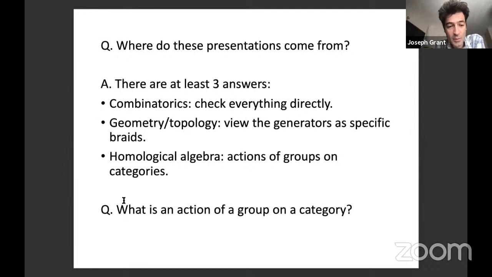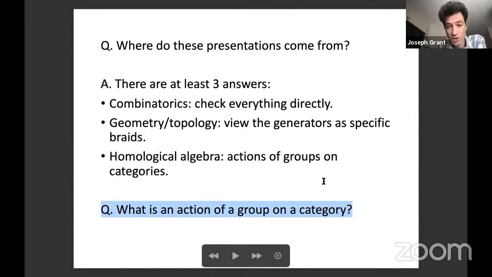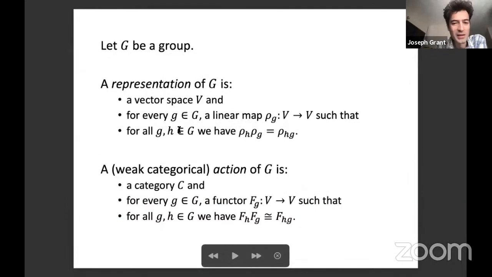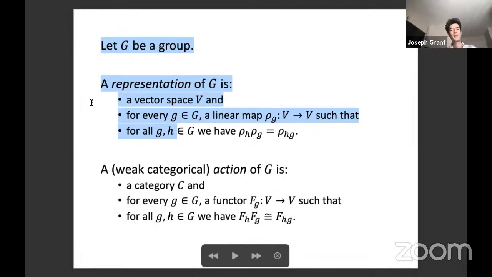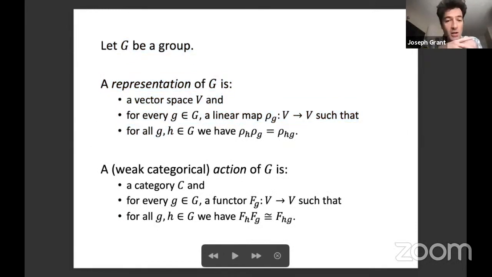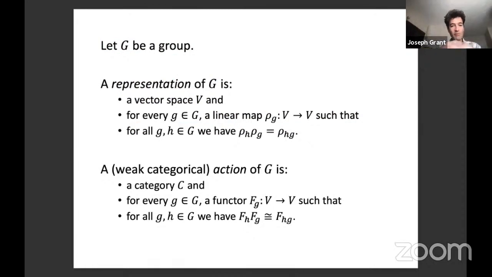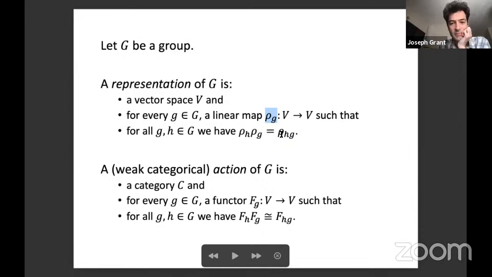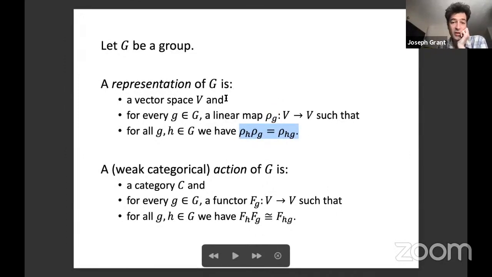Okay, so I want to come back to the question: what is an action of a group on a category? Because I'm claiming this gives one explanation for these new presentations of braid groups. First, I want to remind you what a representation of a group is. This is a more classical notion. We have a vector space, and for every element of a group, we have a linear map. More concretely, you could think of a matrix indexed by the group element, and you want multiplying the group elements to correspond to multiplying the matrices. That's what this equation here says.